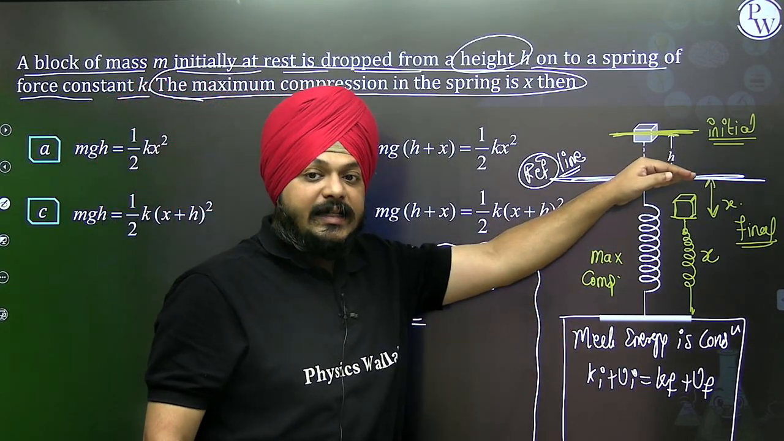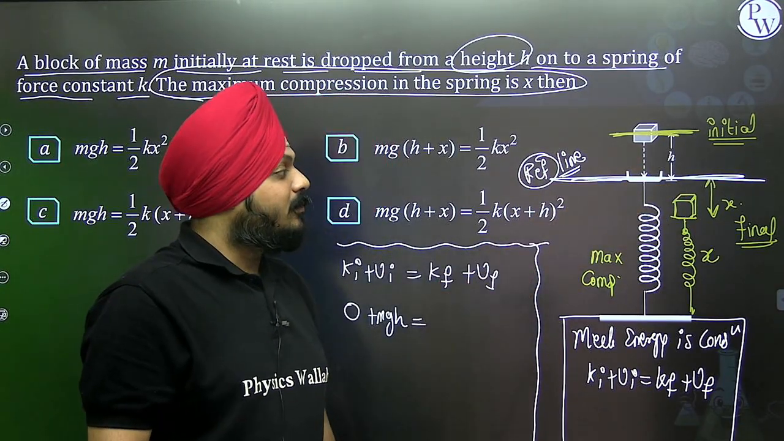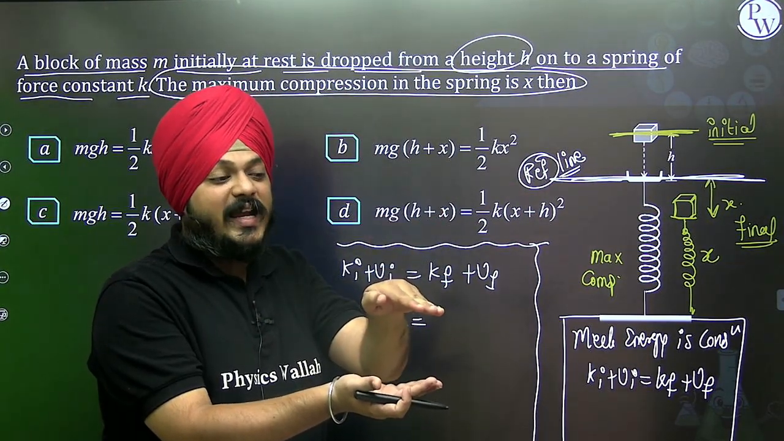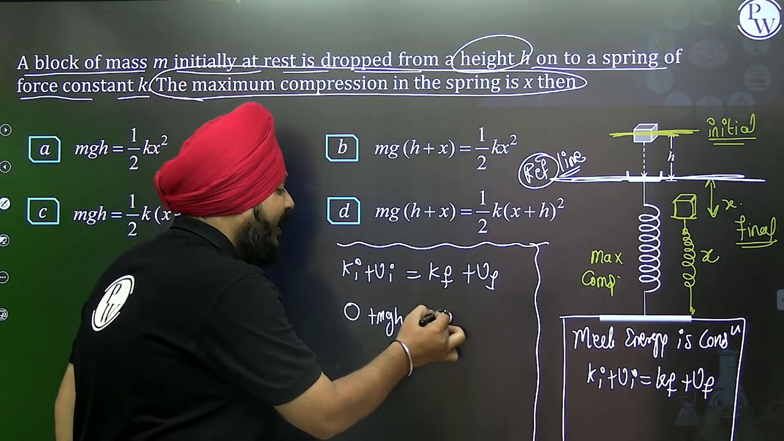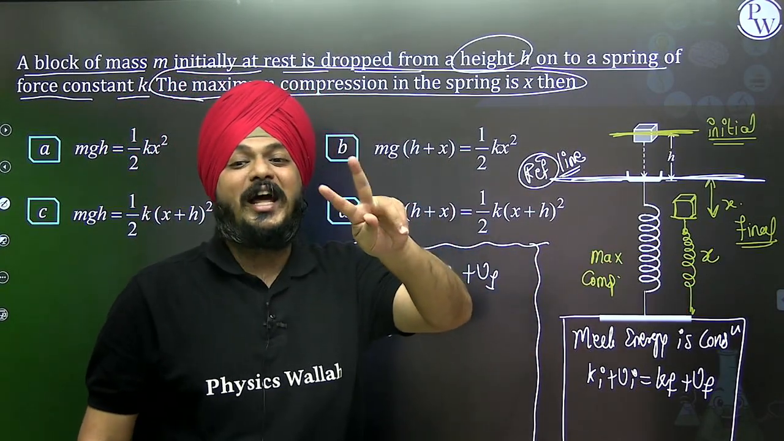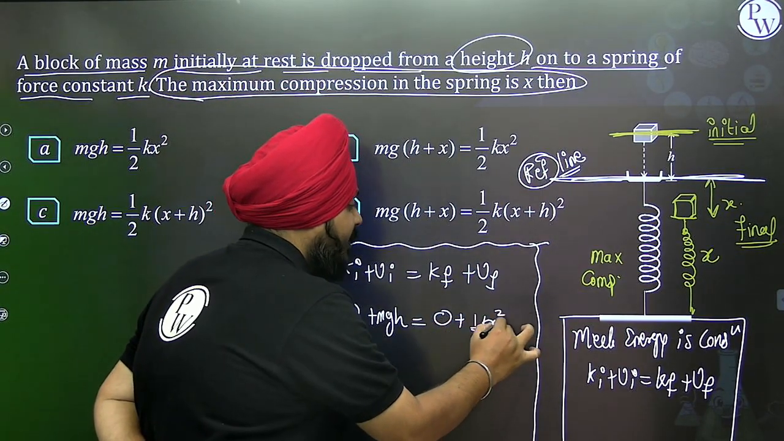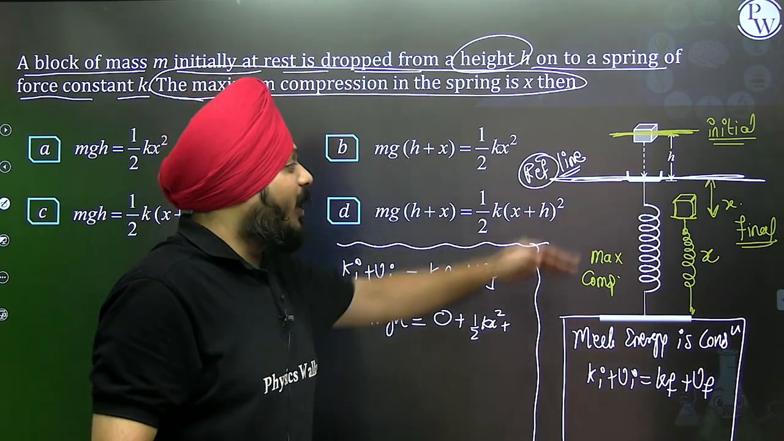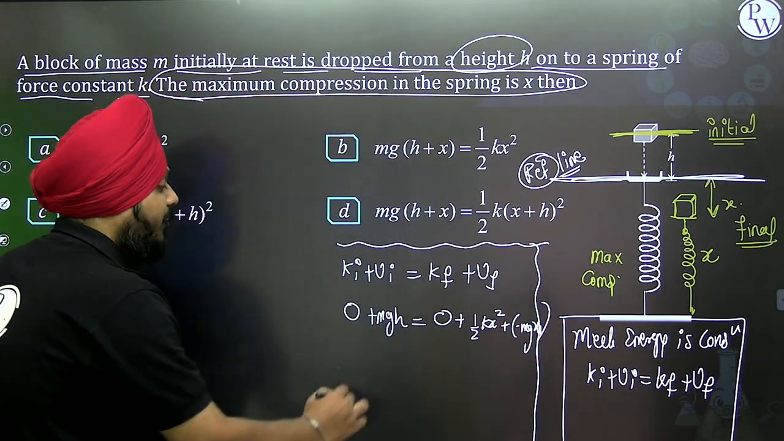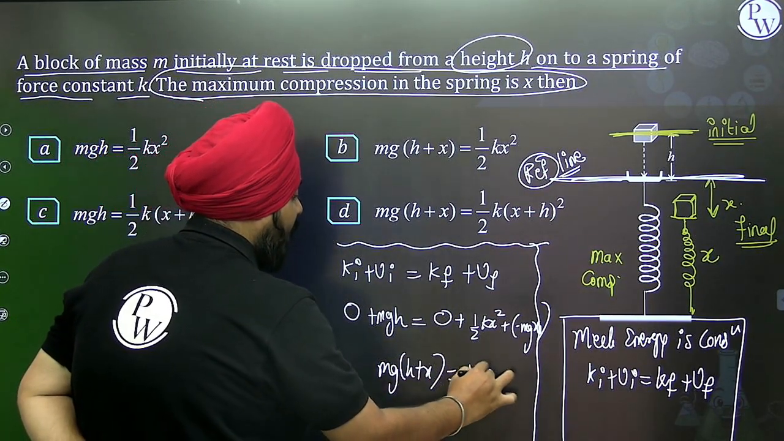At the final point, when it compresses the spring, the spring is facing the maximum compression. Again, for a fraction of a second, the block stops. Kinetic energy is zero. Finally, in this state, it is having two types of potential energy. The first one is elastic potential energy, half kx square, plus the negative gravitational potential energy, mgx. Finally, the equation you are going to get is mg(h plus x) is equal to half kx square.